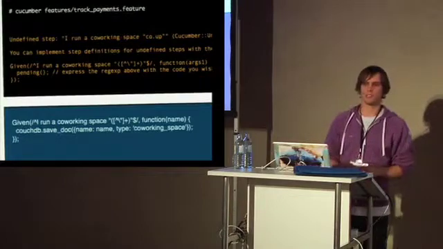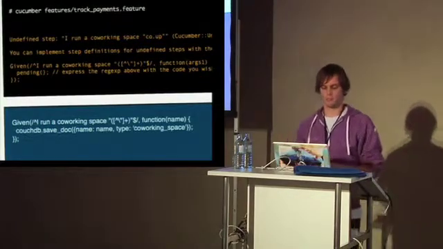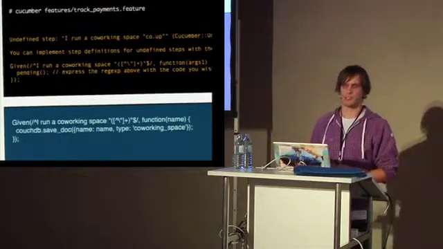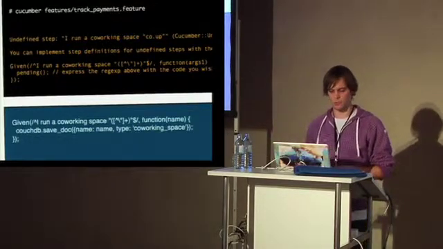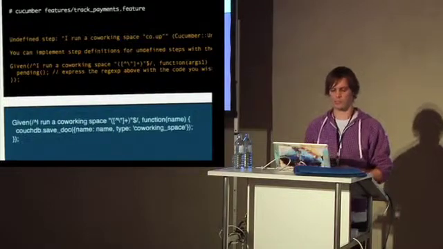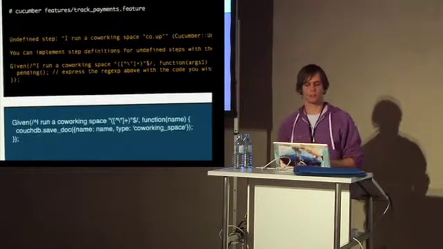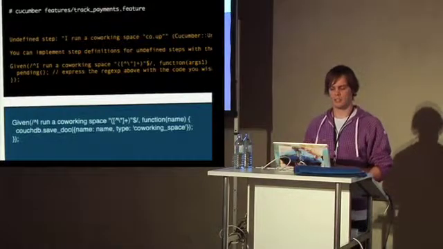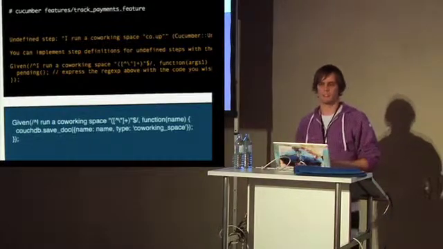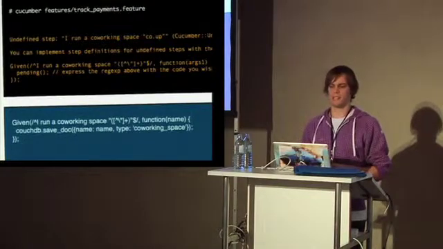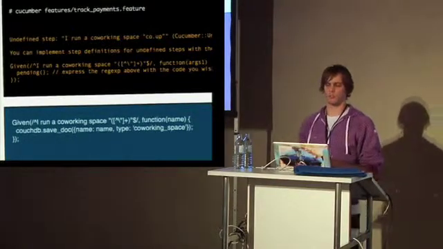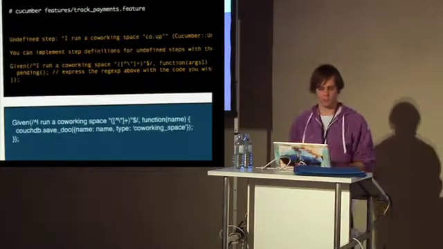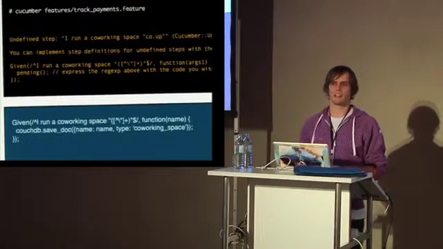And so what this does is it maps natural language to code. As you can see here, there's a regular expression that matches "I run a co-working space", and then quotes and a matching group. Cucumber will match every line in that feature description to those steps, and then it'll pass the matching groups into the function I give here. So here it says function name, so I get the name, which in this case would be co-op. And then I can run some code.